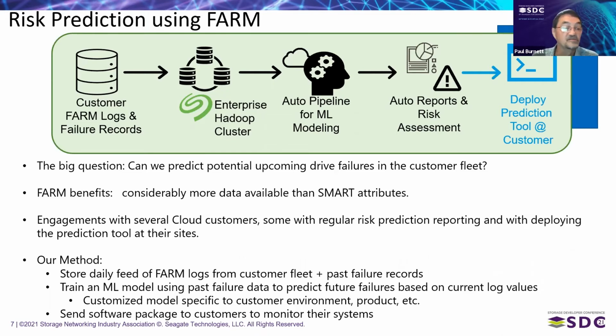Some of the methods we use at Seagate: we store daily feeds of FARM logs from our customer, using some of their current and past records. We train a machine learning model using this past failure data to predict future failures based upon current log values. So we look for trends. Sometimes we do calculations based upon other values, like errors per data transferred since the last sample. Has that error rate gotten worse, like a command timeout error rate or a G-list growth rate? Is it getting worse? It could have a different threshold with respect to a lifetime threshold.